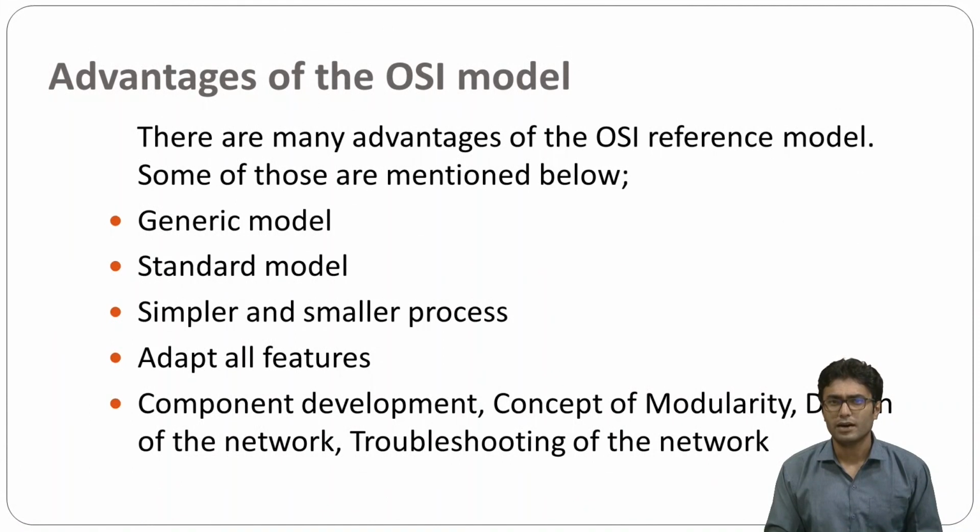Some of those we are going to discuss over here: the model is a truly generic model. The OSI model works as a standard model in data communication. The OSI model is helpful if you want to buy the required software or hardware to build your own network. The layers in the OSI model architecture can be distinguished, and every layer has its own importance according to its interfaces, services and protocols.